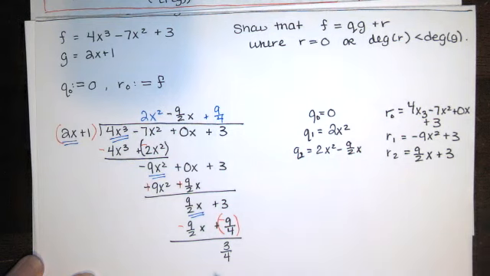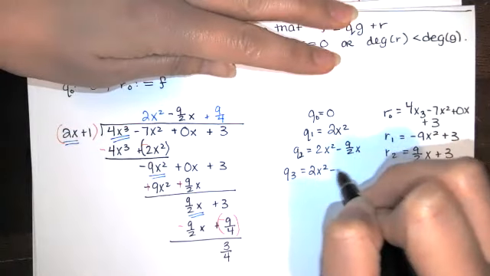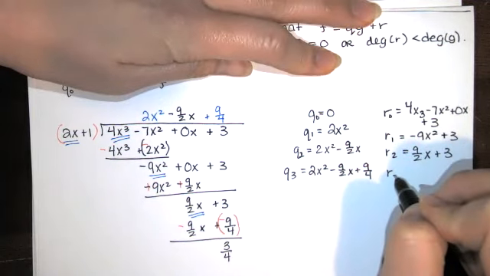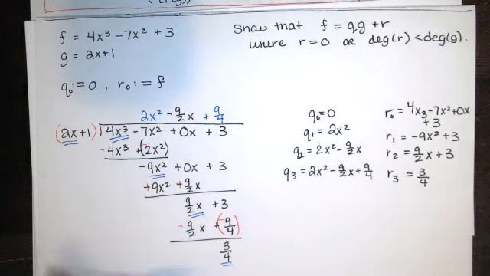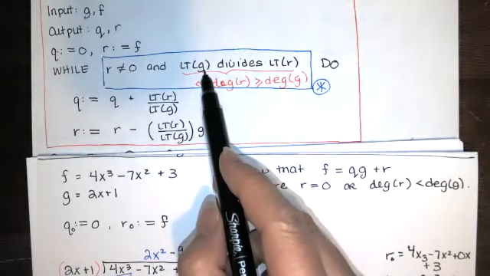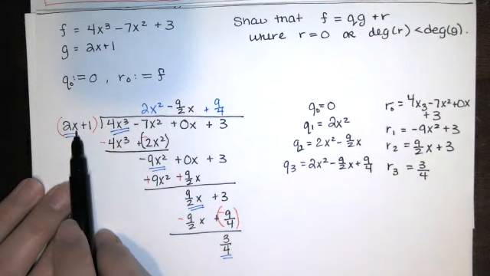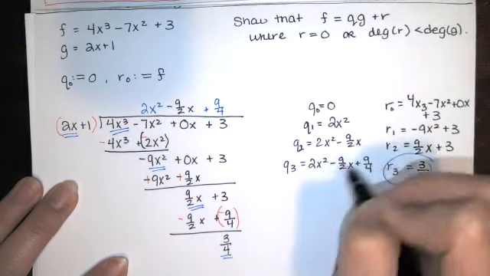And then we look at this. Our new quotient is this, and our new remainder is this 3/4. And we compare these. The degree of this is 0, the degree of this is 1. The leading term of g does not divide the leading term of r anymore, because the degree of this is smaller than the degree of this. So the algorithm terminates. This is our final r. This is our final q.